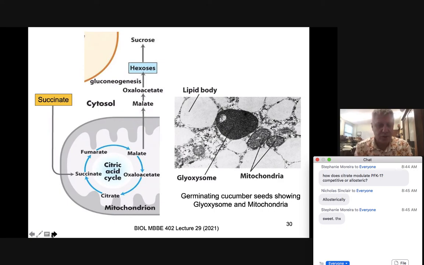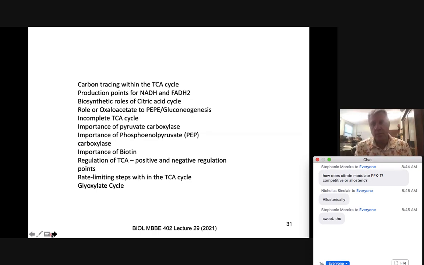So we had a long lecture here in regards to tracing within the TCA cycle, so you're going to have to know that. You've looked at the points of production of NADH and FADH2. We've touched upon the biosynthetic roles of the TCA cycle also, and we're going to come back to those when we look at amino acid degradation. We've looked at the role of oxaloacetate and phosphoenolpyruvate, and gluconeogenesis.